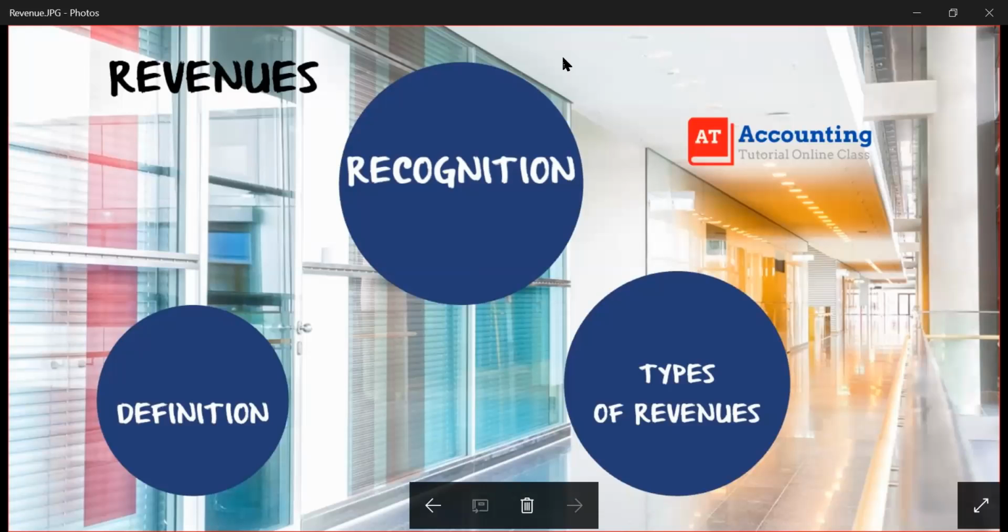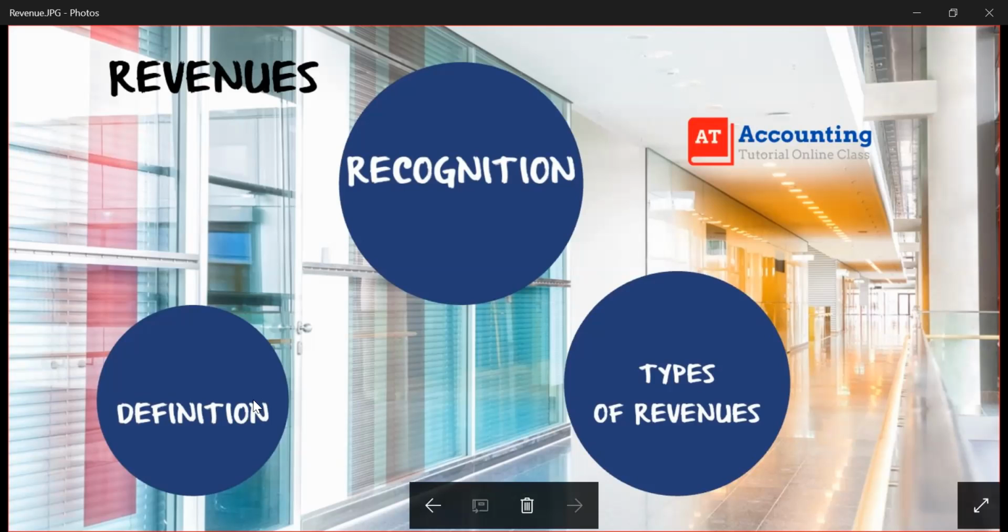Alright, so our topic for today is revenue. In our previous class, we discussed the definition, recognition, and then the types of revenues. This time, magkakaroon tayo ng exercises. So we're gonna answer those exercises to test yung knowledge natin dun sa revenue.